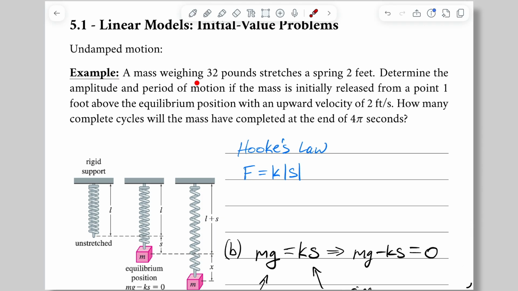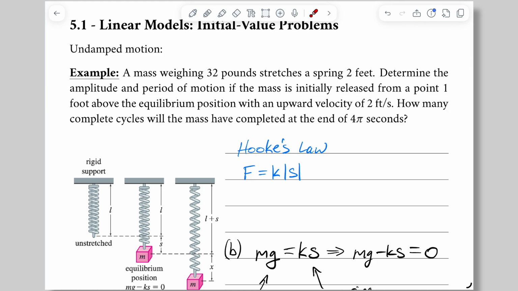A mass weighing 32 pounds stretches a spring 2 feet. Determine the amplitude and period of motion if the mass is initially released from a point 1 foot above the equilibrium position with an upward velocity of 2 feet per second. And then we're going to look at how many complete cycles the mass will have completed after 4 pi seconds.